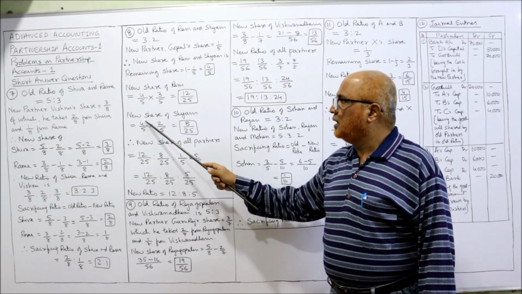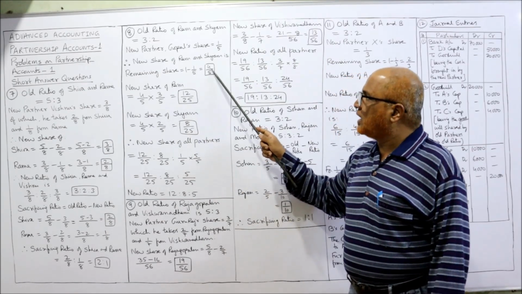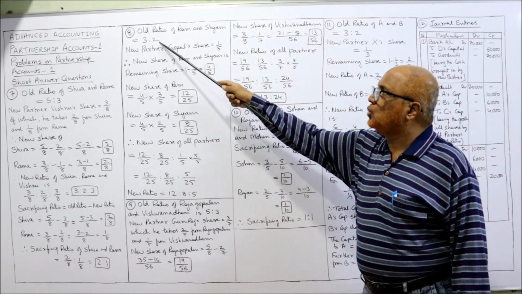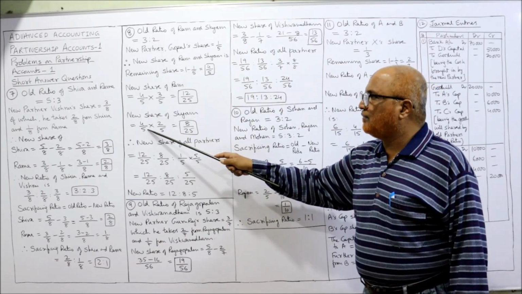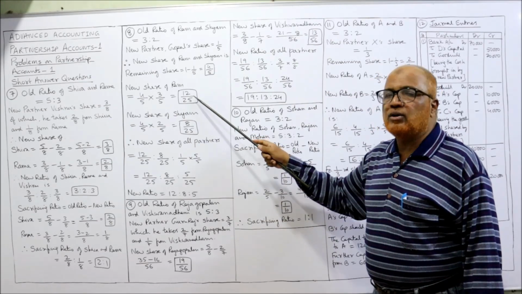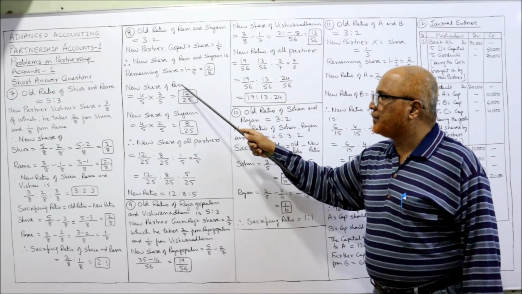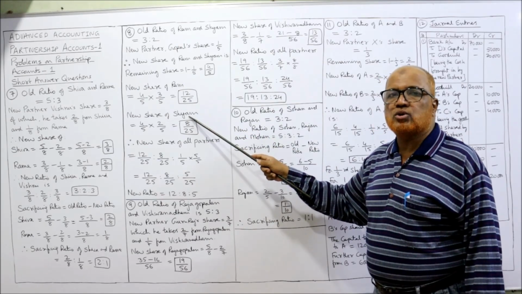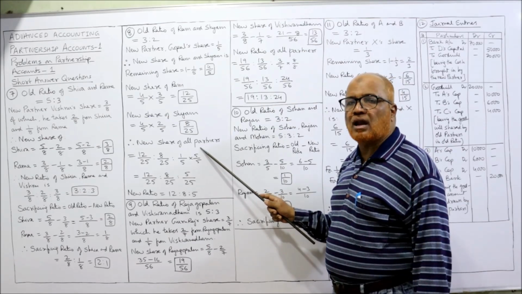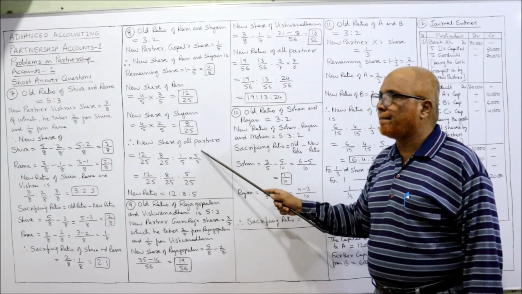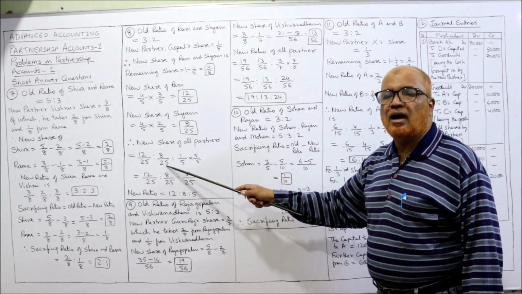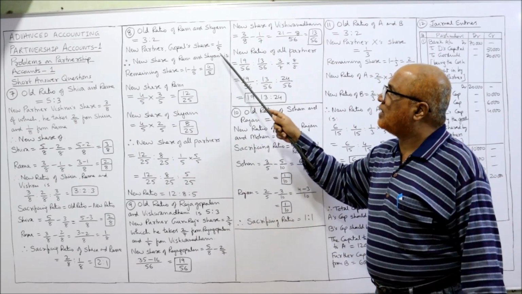Now the new ratio of Sham. Out of the remaining profit of 4/5, what is the old ratio of Sham? 2/5. So 4/5 into 2/5, 8/25. So 12/25 is the new ratio of Ram and 8/25 is the new ratio of Sham. So what is the new profit sharing ratio of all the partners, Ram, Sham and Gopal? That is 12/25, 8/25 and the new partner Gopal's share is 1/5.